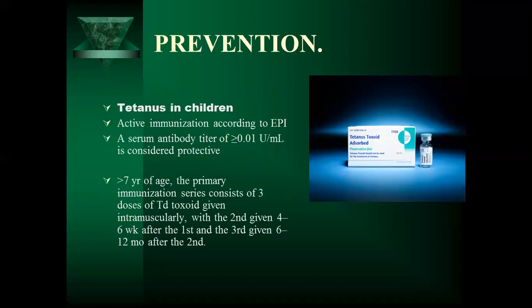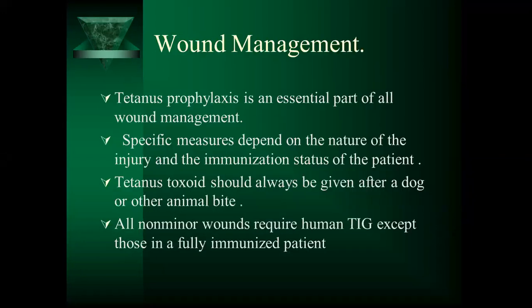Then tetanus in children: active immunization according to the EPI. There are doses at birth, 1.5 months, 2.5 months, and 3.5 months, for 4 doses, and then the booster dose at 5 to 10 years. When the age is more than 7 years, you can give primary immunization as 3 doses: the first dose, then the second dose after 4 to 6 weeks, then the third dose 6 to 12 months after the second dose.